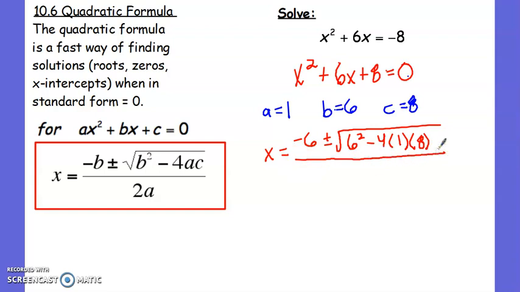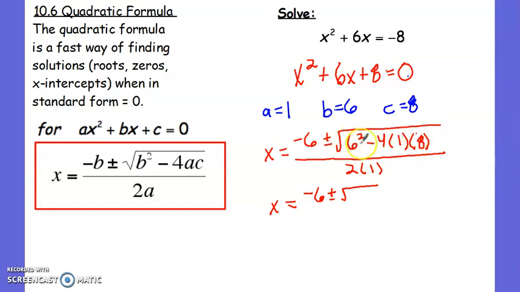All over 2a, so 2 times 1 on the bottom. Now, like I said, we're already solved for x. What we need to do, though, is clean up this large statement we have here on the right. So let's start by rewriting negative 6 plus or minus the square root of... Now let's find the discriminant.